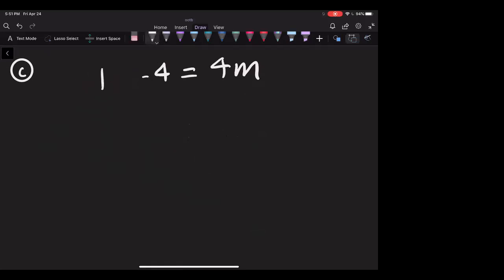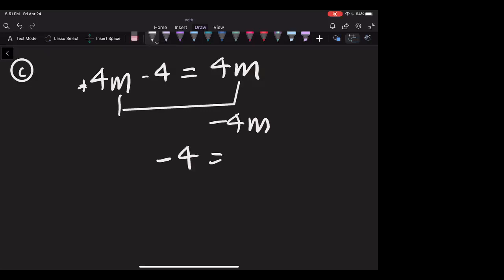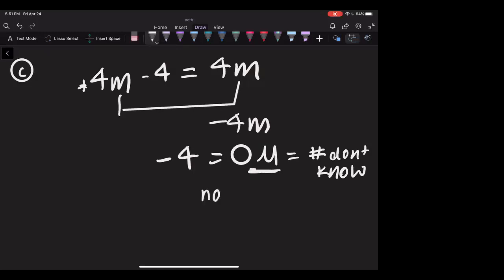So you have 4m, right? So to get it over here, we have to subtract it because it's a positive number. Subtract 4m. So you have negative 4 is equal to 0, because 4 minus 4 is 0, m. When 0 multiplies with a number, what does it give you? 0. So m is basically just a number that we don't know, right? That we're solving for. But if it's multiplied by 0, then there's no point of this number, right? So then we say there's no answer.